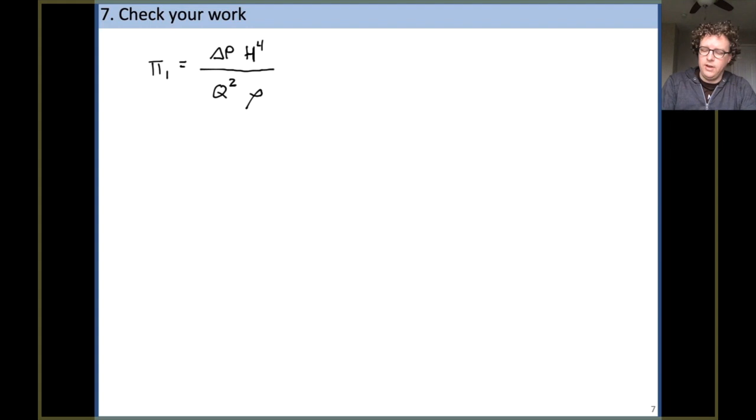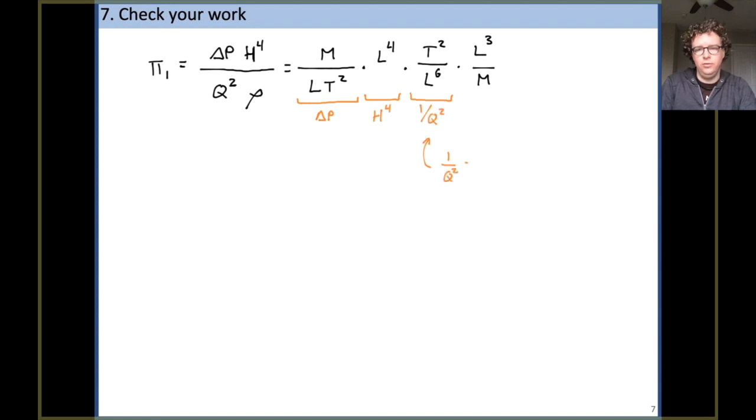All right, so we've got our pi terms. Time to check our work. Here was that first pi term that we came up with, and you can see that what I've done is write out the dimensions for each of the variables. The first term, delta p. The second term is h to the fourth. The third term, we have a q squared on the bottom.